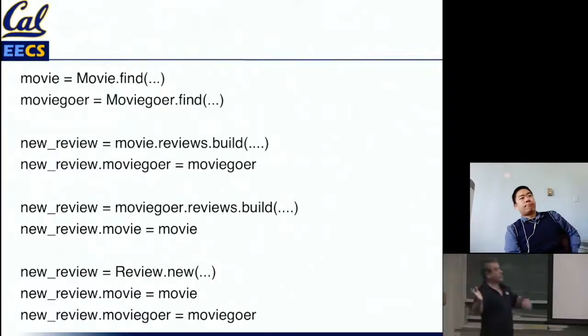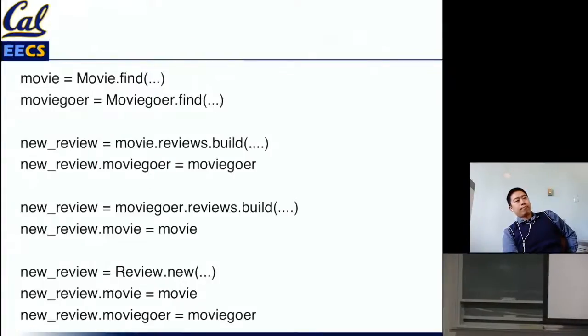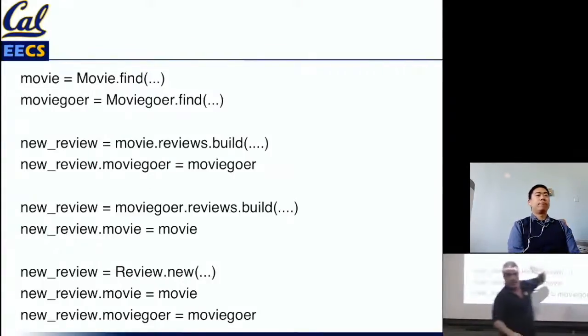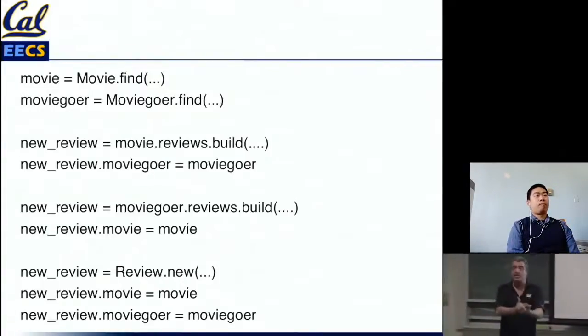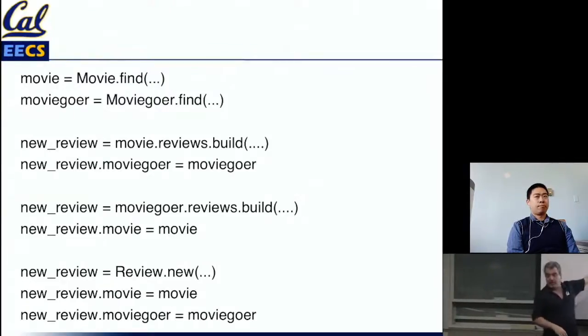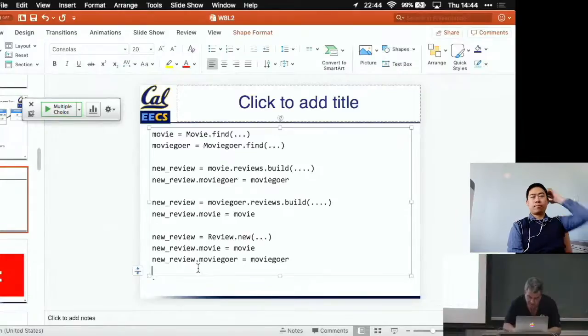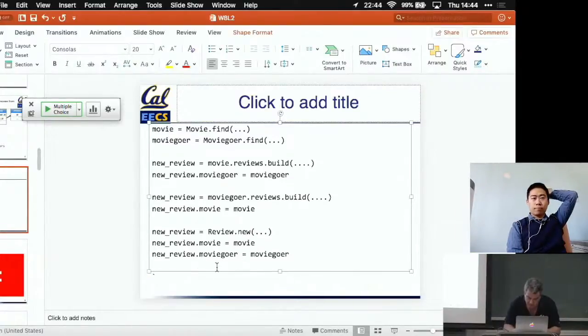OK, so another question was, what if you did moviegoer.reviews.create, which has the effect of both building the review in memory and saving it into the database, and then separately assigning whatever the other foreign key is, and then saving it again. So here is yet another alternative for doing this.